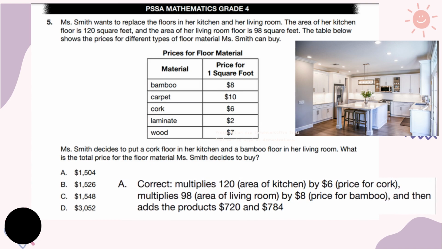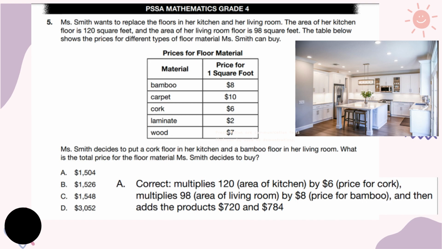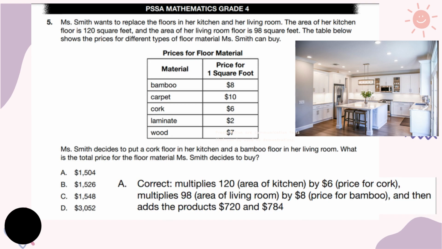So multiply 120, that is the area of the kitchen, by 6, that is the price of cork. Then multiply 98, that is the area of the living room, by 8, that is the price of bamboo. Then add the products, 720 and 784, so your answer is $1,504.